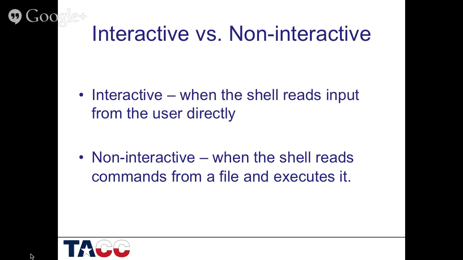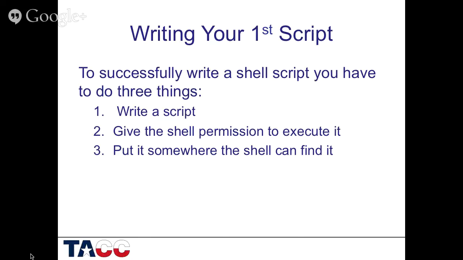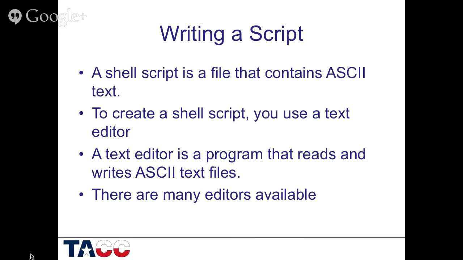So let's dig right into it. We're going to write our first script right now. You need three basic things to write a shell script. One, we need to write a script. Two, we need to give the shell permission to execute it. And then three, we need to put it somewhere where the shell can find it. Right? So let's go ahead and log into Stampede. If you can right now, open up your terminal. And we'll get ready to start writing this first script.